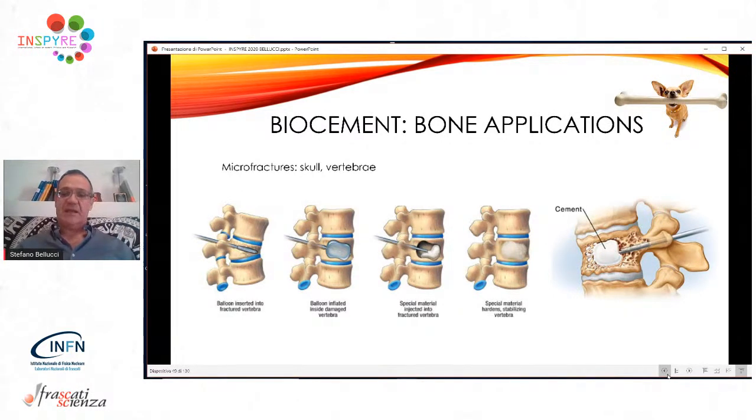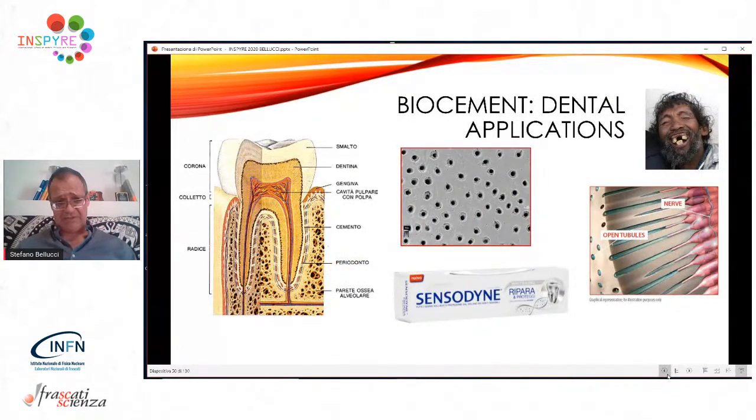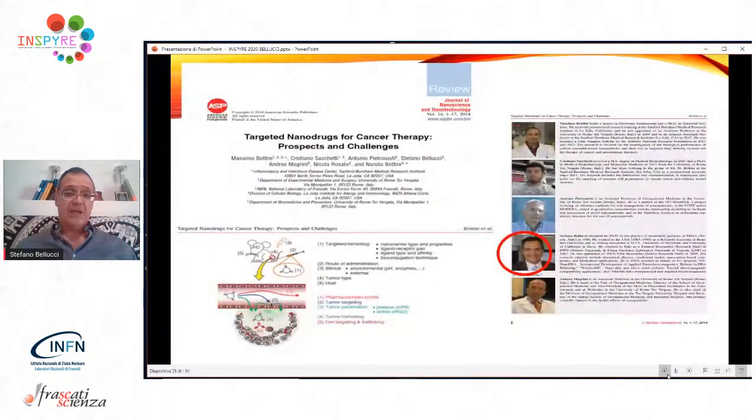So biocement has been in use now for curing different diseases. Here I show you how an infiltration of biocement can fix microfractures at the level of vertebra. It can also be done at the level of the skull. And here you see dental applications. They're commercial. This is a toothpaste sold in Italy, which fixes problems in different parts of the tooth by introducing nanoparticles as a repair in them.